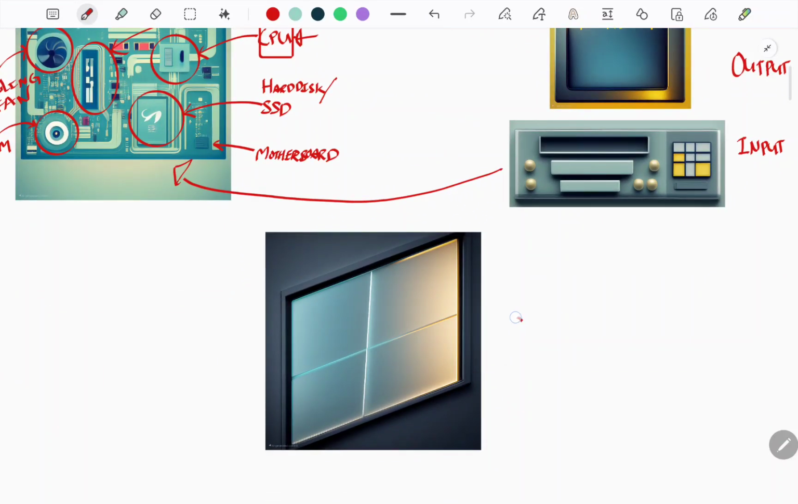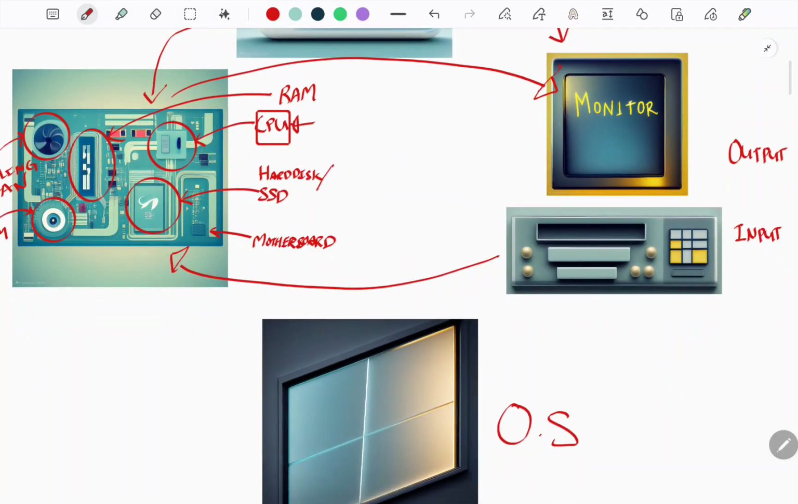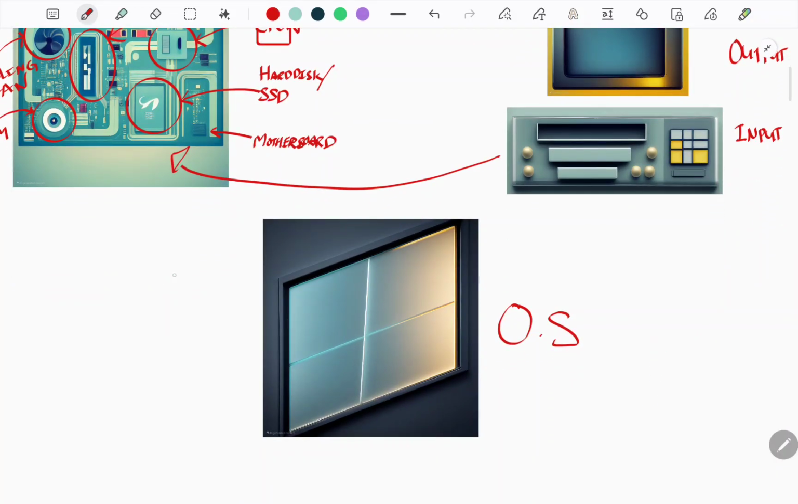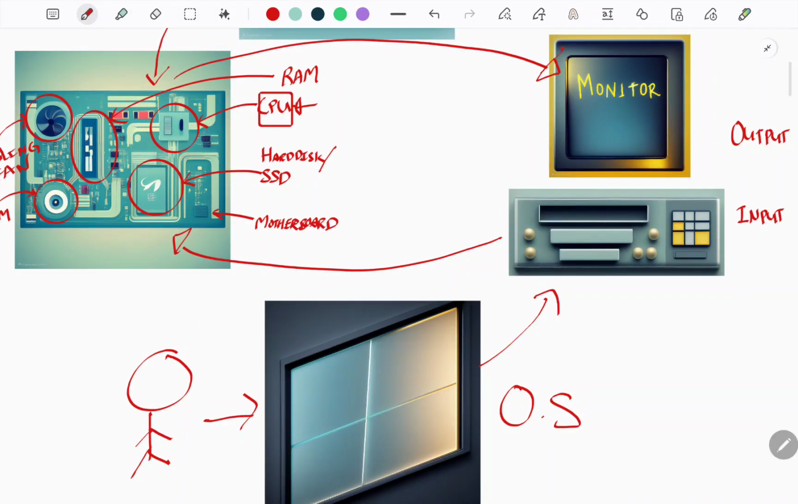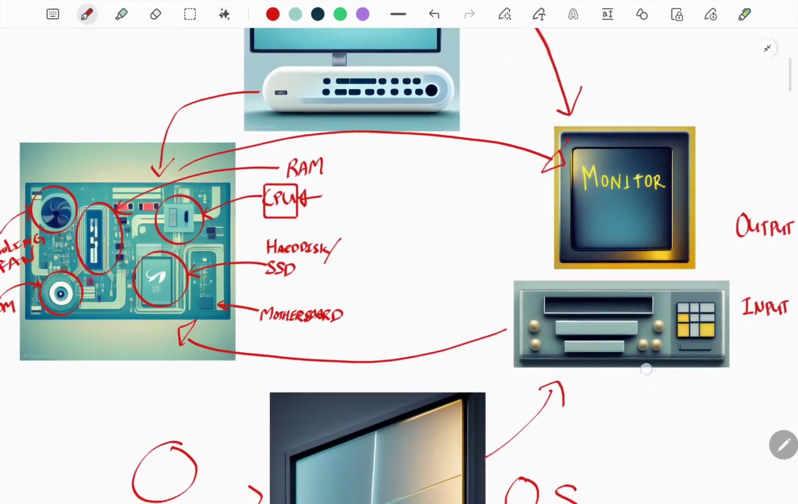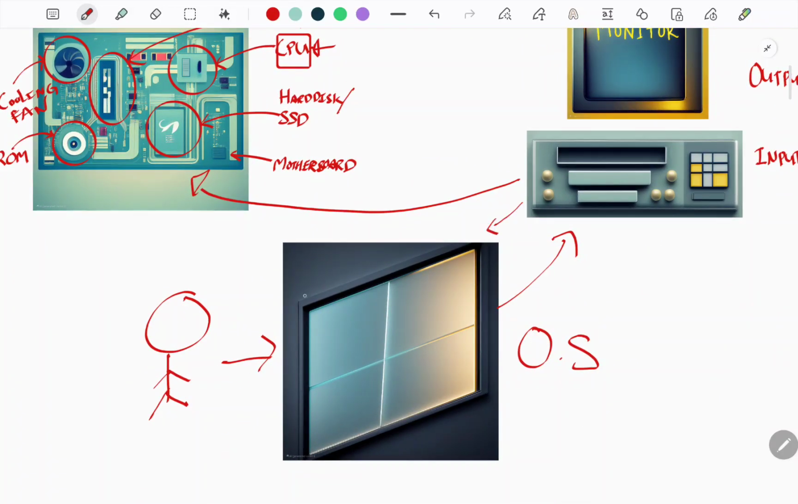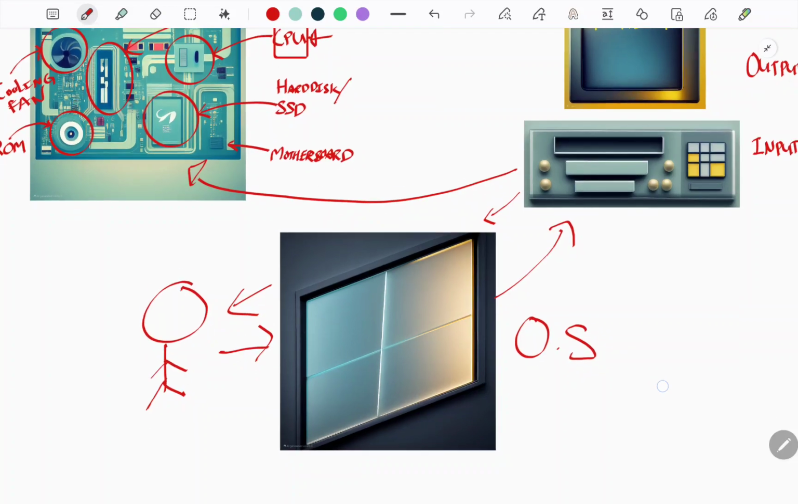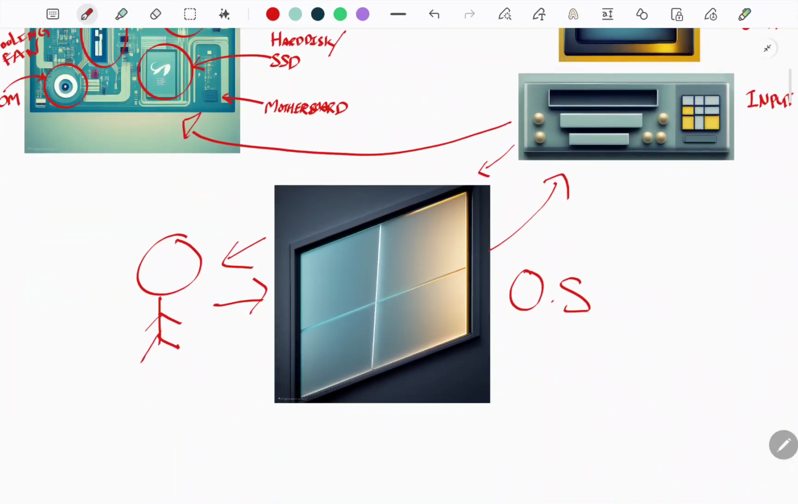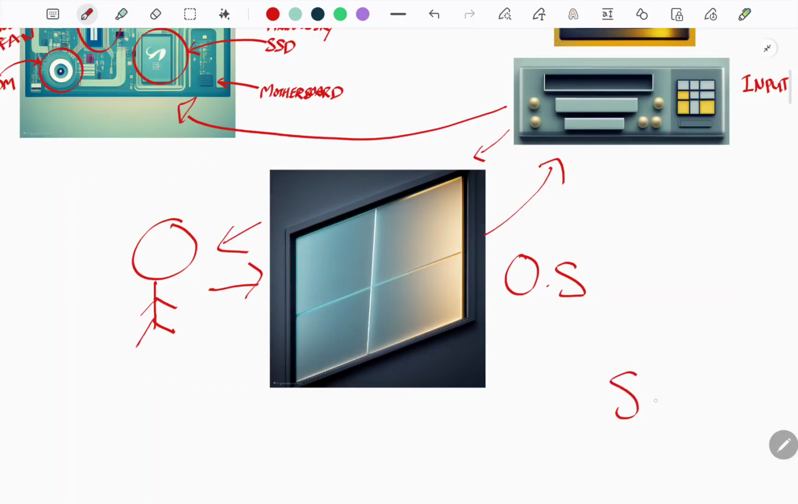So we have the operating system. The operating system over here acts as the bridge, I would say, between the user and the computer to actually interact with all of these components. Then it comes back through like this somehow. That's pretty much, I would say, season 1.